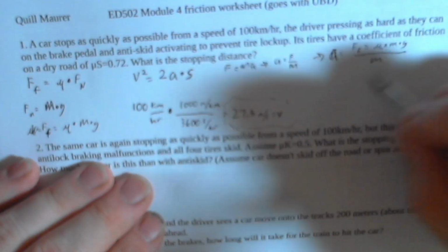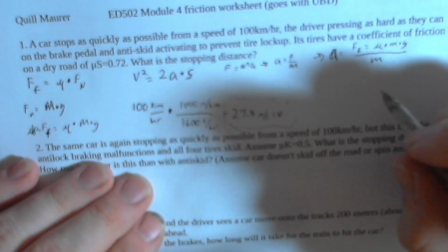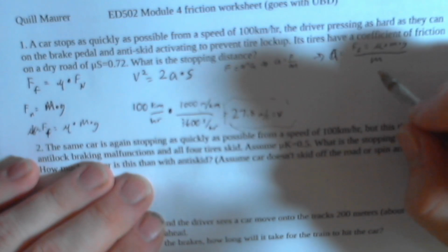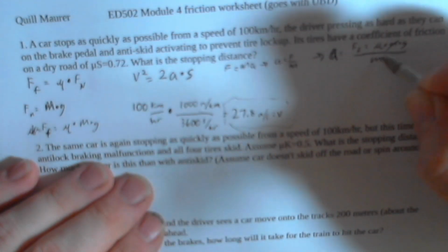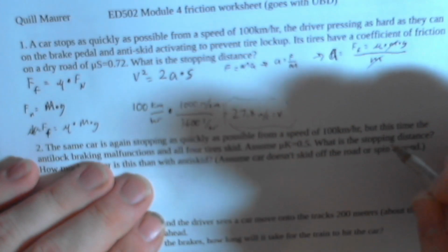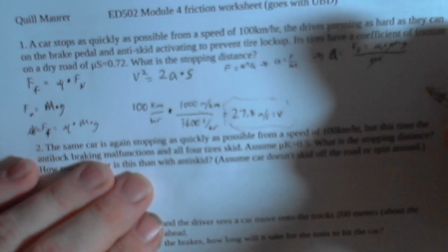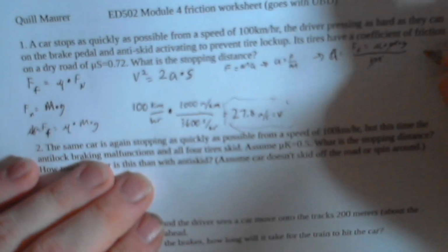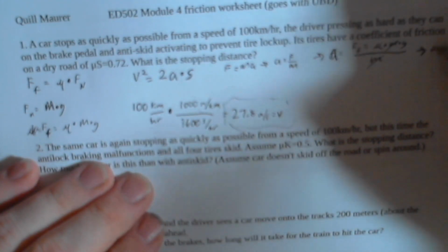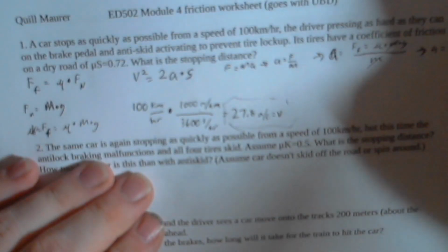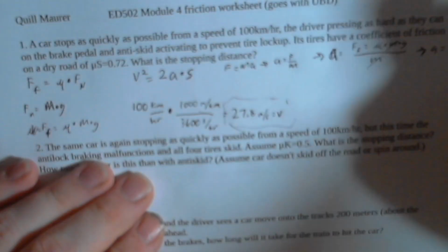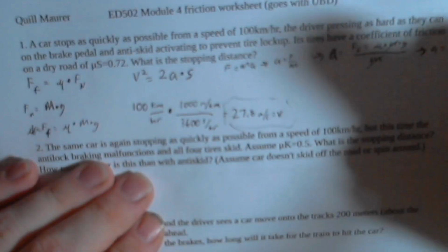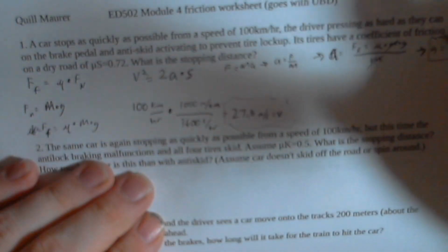Looking at the equation, we notice that we have a mass on the top and a mass on the bottom, so they cancel. That gives us an acceleration that is equal to mu times g. So this is our acceleration equation.